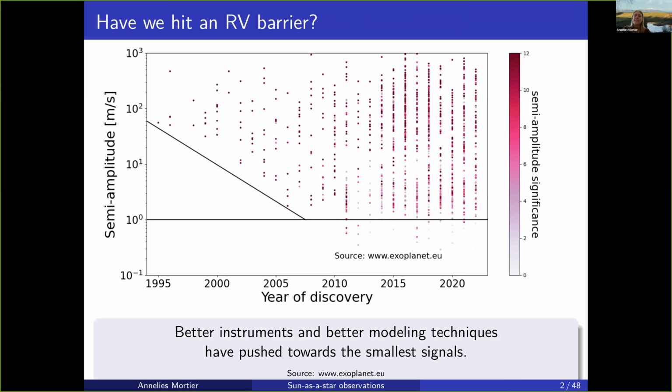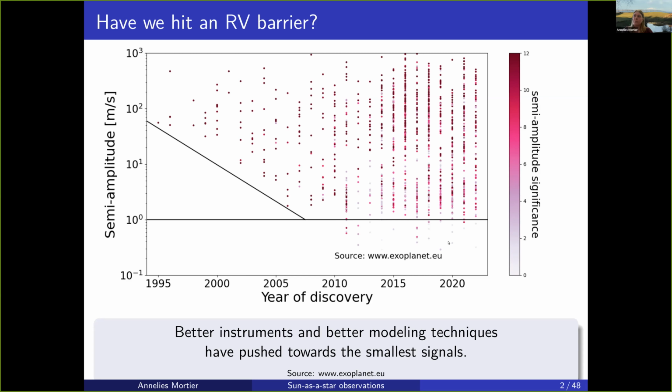But getting masses for these planets is actually really hard, and that is mostly because we hit an RV barrier. If you look at semi-amplitude versus the year of discovery of the planet, with 51 Peg over here in the beginning, we were steadily pushing instrumentation and the models and statistics that we used to lower and lower semi-amplitudes. But since about 2008, 2009, we seem to be stuck at 1 meter per second.